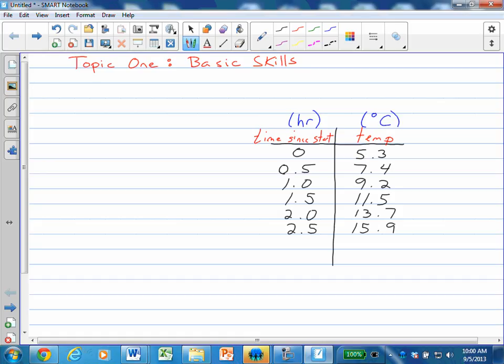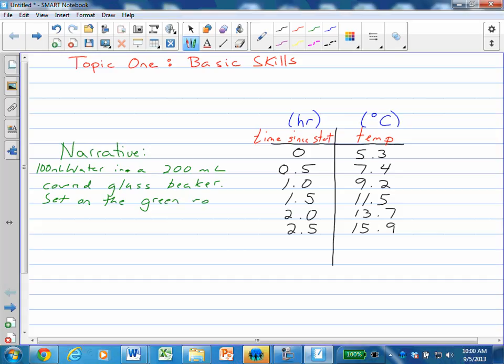Now, I would also want a narrative for my data that tells something about the situation that I'm taking this data in. So I would say, let's say, 100 milliliters of water in a 200 milliliter covered glass beaker set on the green roof, which is right out here, on a sunny day.